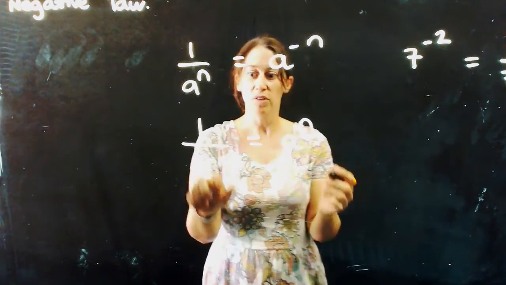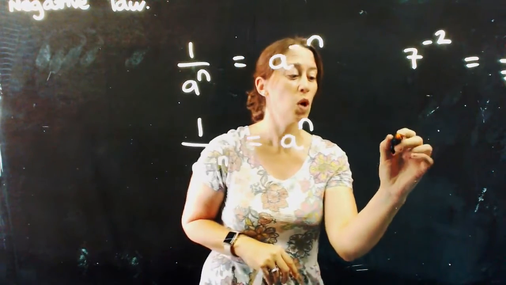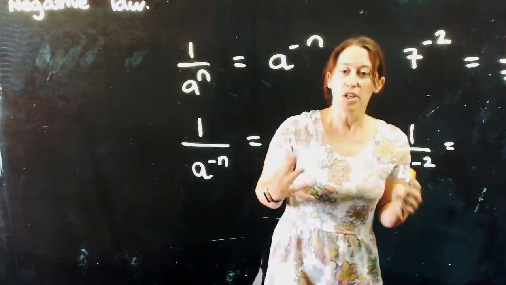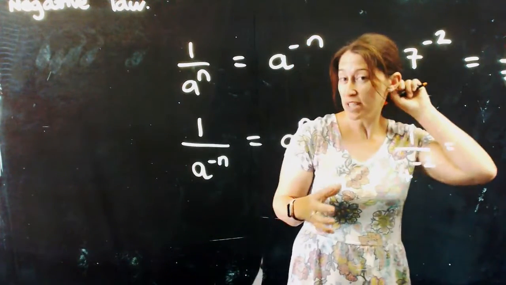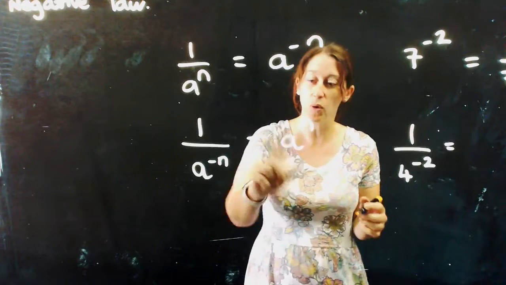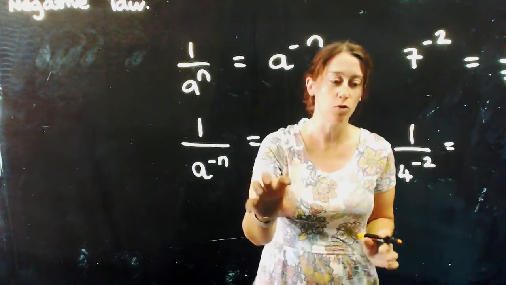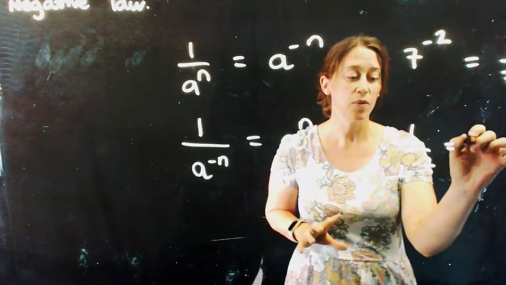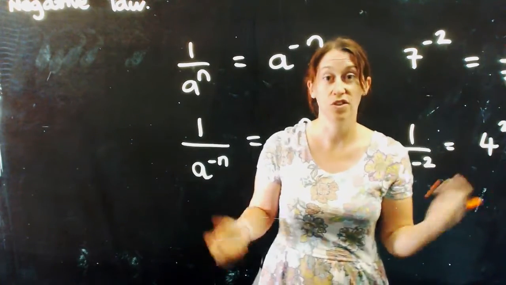Let's have a look at when we've got a negative on the bottom. So if we've got 1 over 4 to the negative 2. Well, you can prove this rule by using your fractions laws, or you can just use the general rule straight away. I prefer just to go straight to the rule, and we can say, well, that's just 4 squared, which is 16.